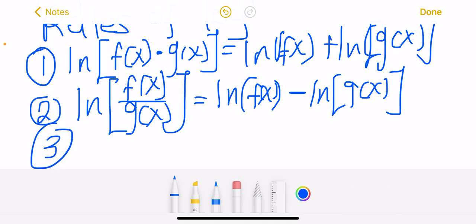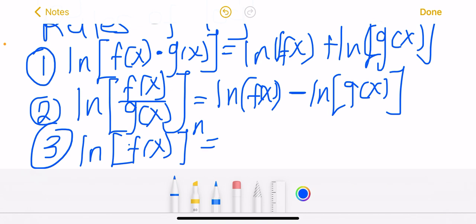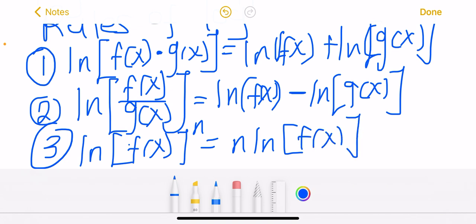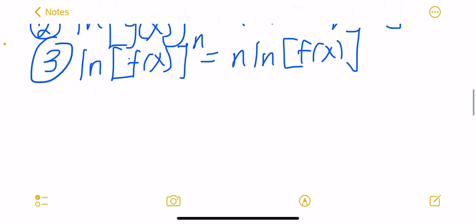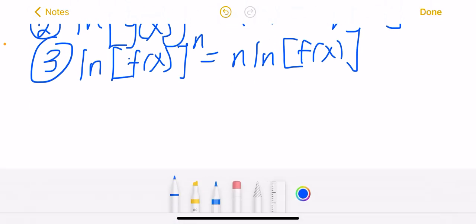And the third rule is saying for ln of f of x to the power n, this can be expressed as n ln f of x. Okay, so these are the rules that we'll be using to solve some of the questions that we'll do today.